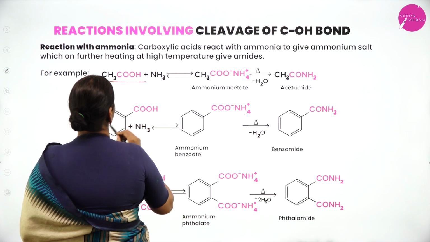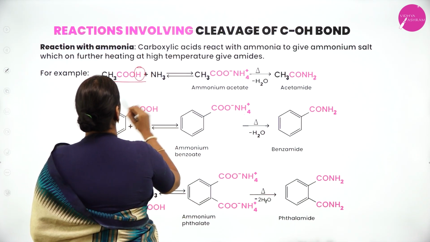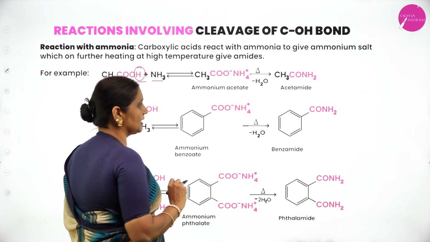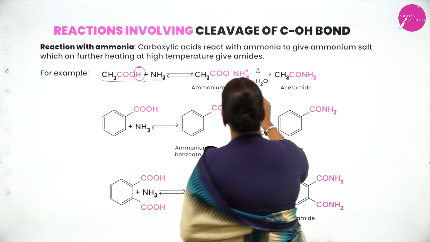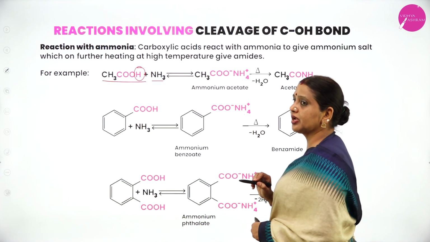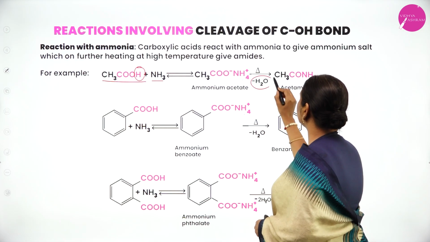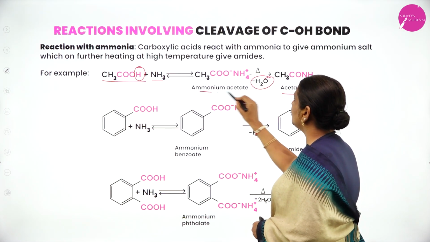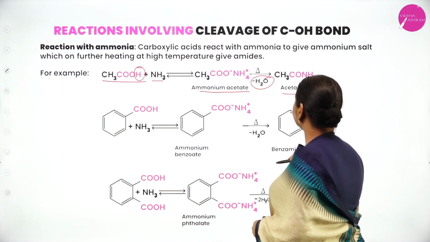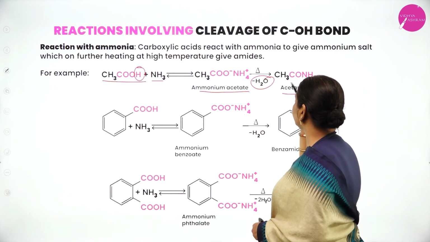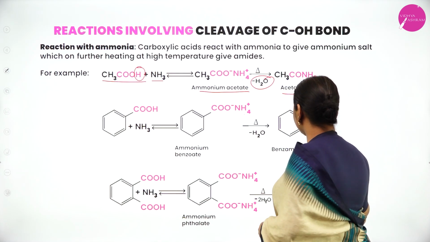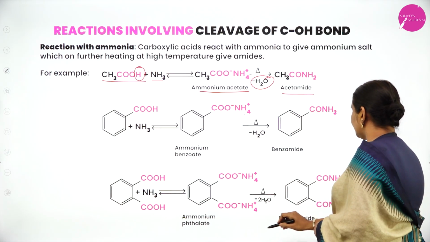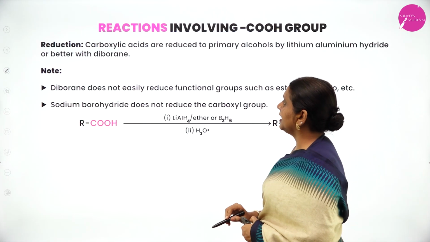Next, reaction with ammonia. When carboxylic acid is heated with ammonia, the H of carboxylic acid reacts with NH3 and it will form ammonium salt of carboxylic acid. By losing water, it will form amide. Acetic acid forms acetamide. Benzoic acid forms benzamide. Phthalic acid forms phthalimide.